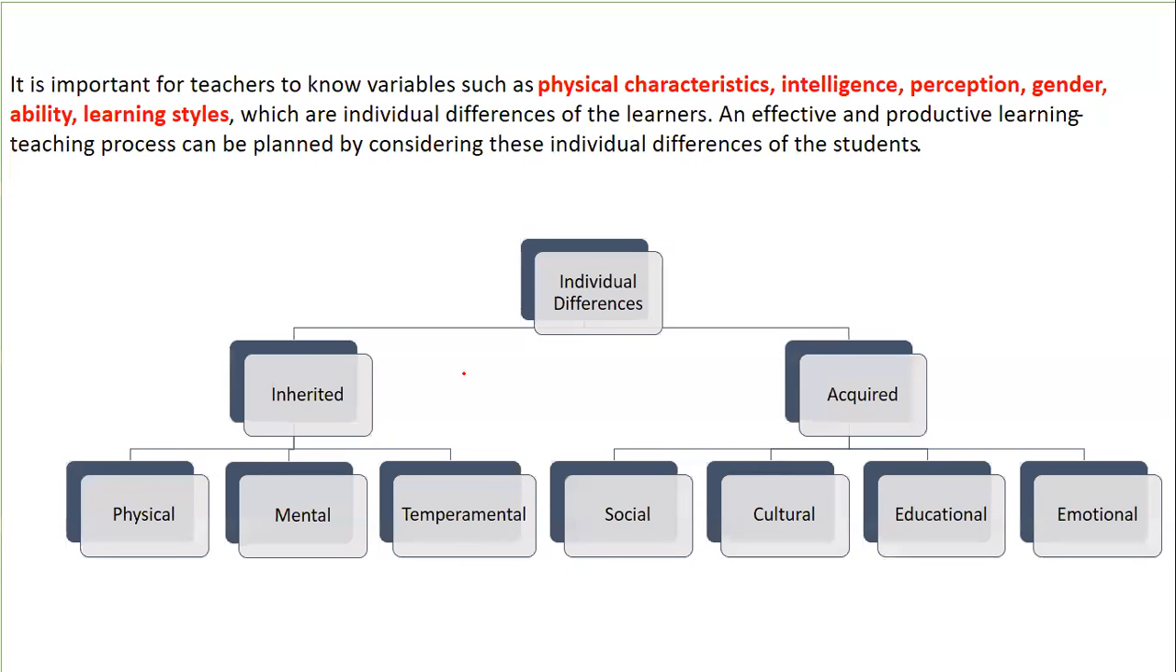Individual differences. Here the students get confused with inherited and acquired. Inherited means the qualities or abilities of the students which are differentiated in a physical, mental, or temperamental way. Acquired is in the form of cultural, social, and educational or emotional aspects, which is acquired maybe from the family or generation.